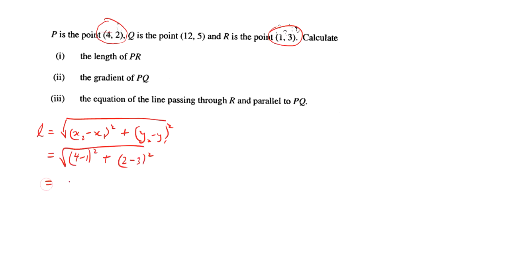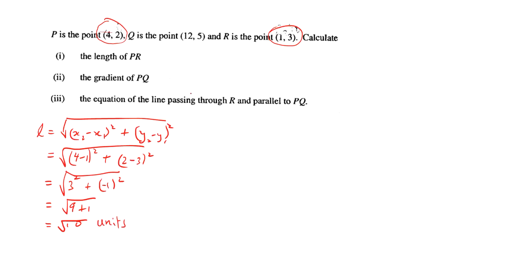So this will be 4 minus 1 is 3 squared plus 2 minus 3 is minus 1, so it's minus 1 squared, which is 9 plus 1. Right, so it's the square root of 10, and we need to put units here.